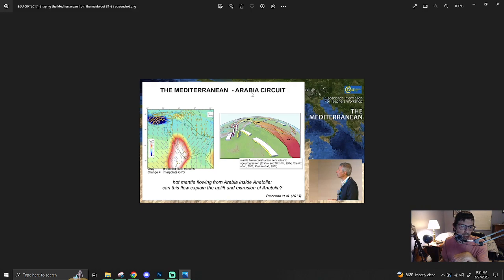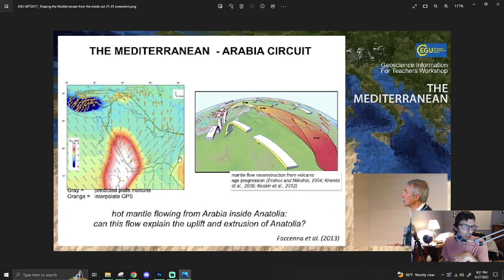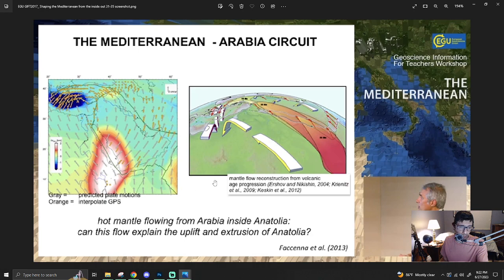Mediterranean Arabia circuit. It's almost like it has the momentum from the spiral still contained in the terrain so that it's more likely to slide and like to move in a direction. Like it's actually still moving with the momentum that remains. Hot mantle flowing from Arabia inside Anatolia. From Arabia inside Anatolia.